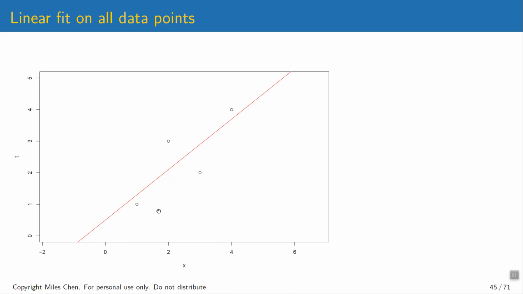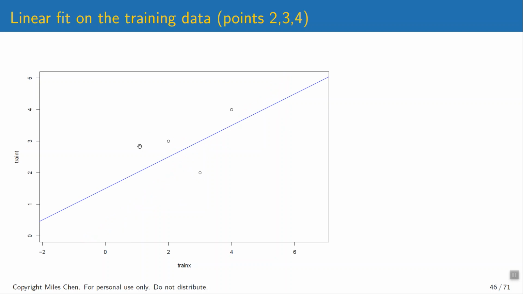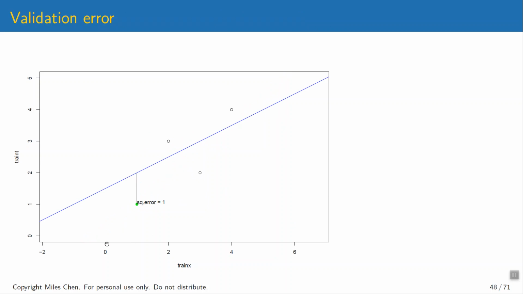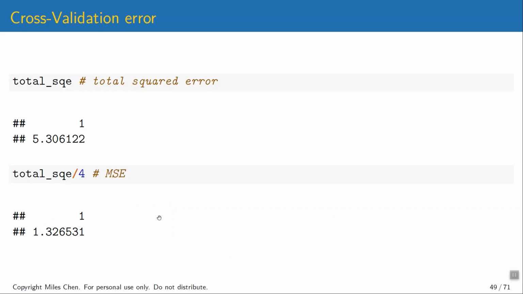Okay, and then lastly, now we're going to remove this one, and we're going to fit it to the remaining 3. This is the fit that we get on the remaining 3. We throw the validation point back in, and we say how well did it predict? How far off was it? And we take the squared error and we sum that up. Okay, and so the total squared error, if I add all of those things up, ends up being 5.306.